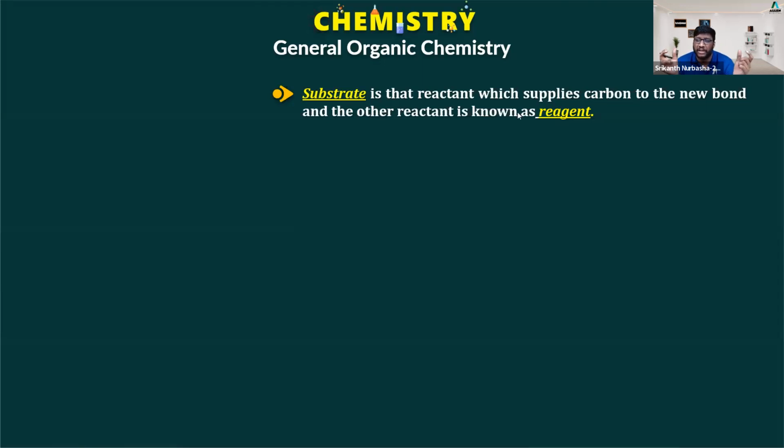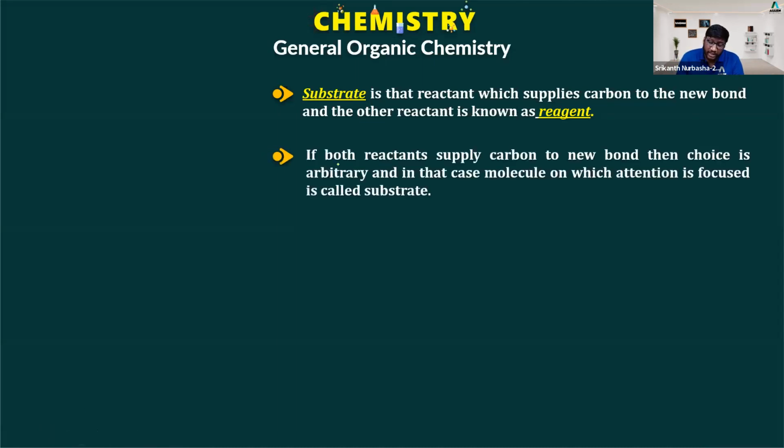What is substrate? Substrate is that organic molecule which is providing carbon to the new bond. Reagent is which is actually attacking the substrate. If both reactants supply carbon to the new bond, then the choice is arbitrary. In that case, the molecule on which attention is focused is said to be the substrate. Like we can have a reaction between two molecules where both molecules are providing carbons to the formation of a new bond. In that case, which one is substrate and which one is reagent is not logical. Rather, we can say the molecule on which our focus is. Like if I am studying alcohols, then I'll take that alcohol molecule as the substrate.